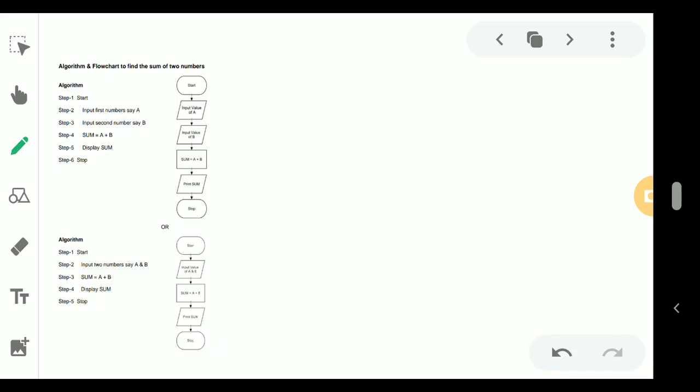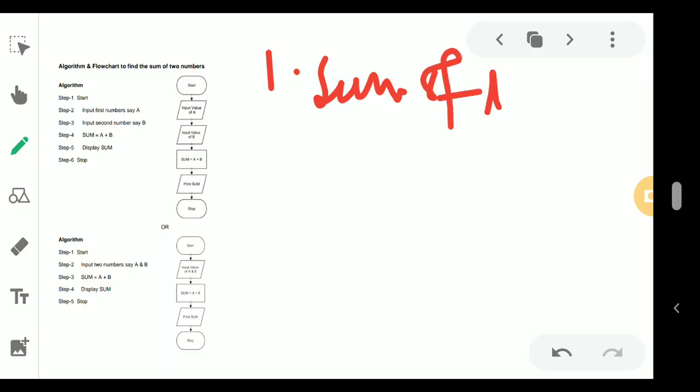In the previous lecture session we learned about the introduction of algorithm, the introduction of flowchart, as well as the operators and the control flow statements available in the flowchart. So today we will actually write the flowchart and algorithm of a problem. The first problem we have considered is to draw the algorithm and flowchart to find the sum of two numbers.